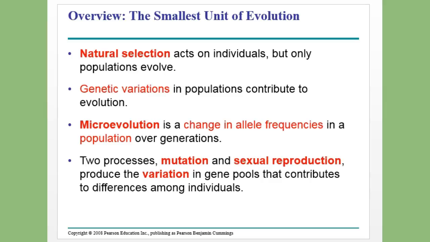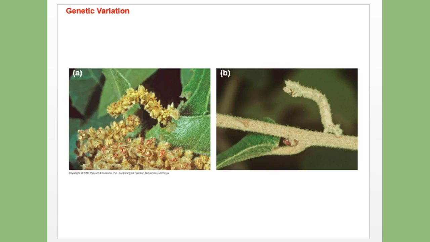This is the smallest unit of evolution. Natural selection acts on individuals, but only populations evolve. Genetic variations in populations can contribute to evolution. Microevolution is a change in allele frequencies in a population over generations. Two processes, mutation and sexual reproduction, both produce the variation in gene pools that contribute to the differences among individuals. Okay?